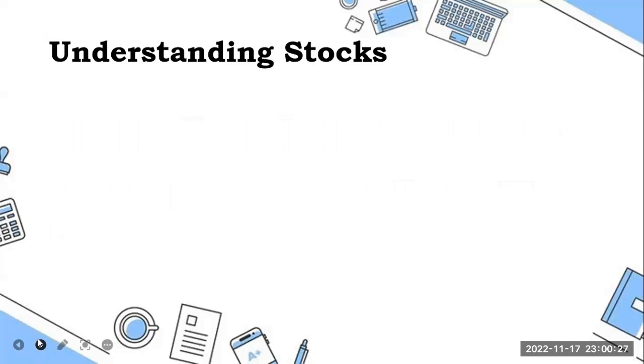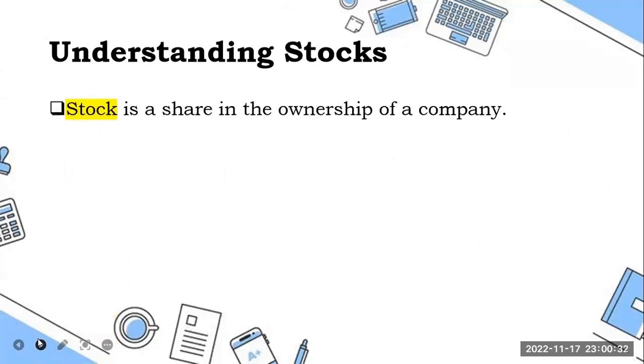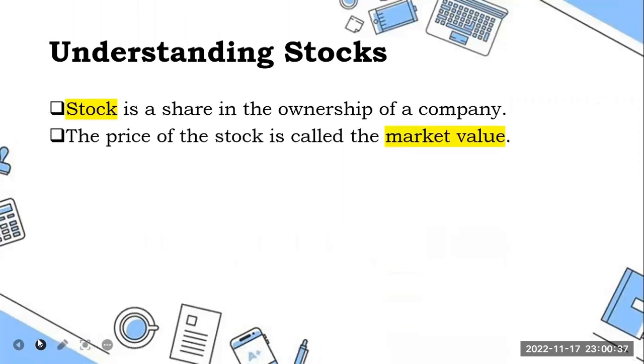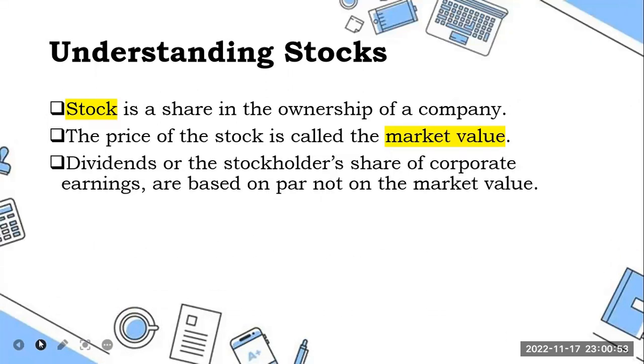Let's have a further understanding of stocks. Stock is a share in the ownership of a company. The price of the stock is called the market value, diba? This is from the stock market. Okay, so ang tawag dun is the price of the stock is called the market value. Dividends, or the stockholder share of corporate earnings, are based on the par, not on the market value.